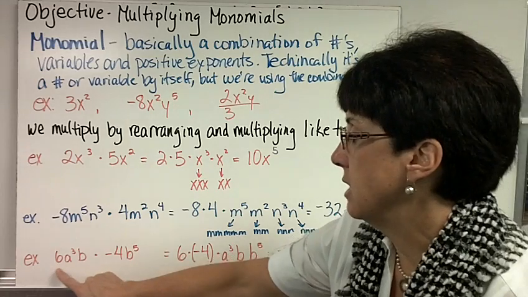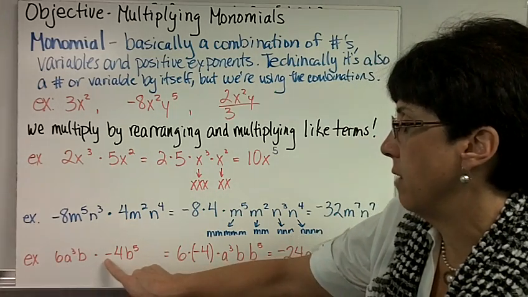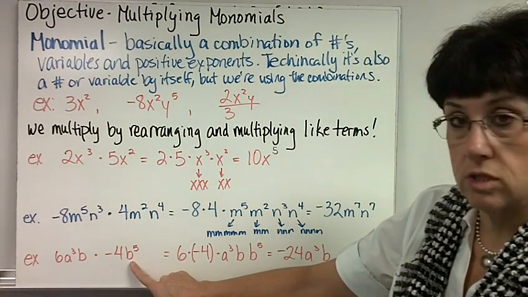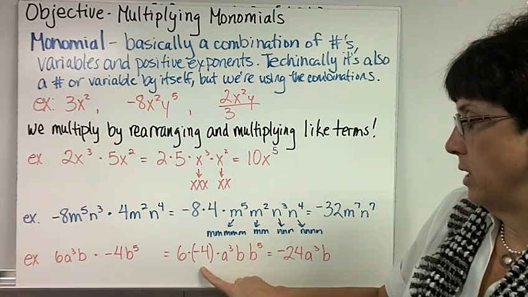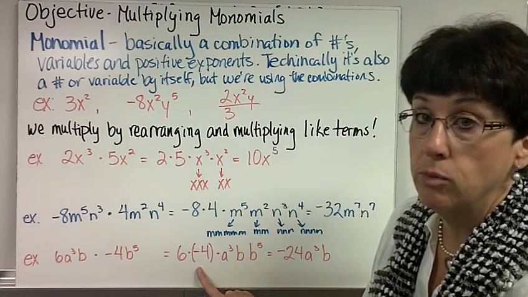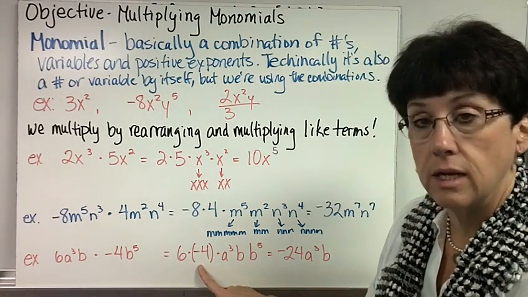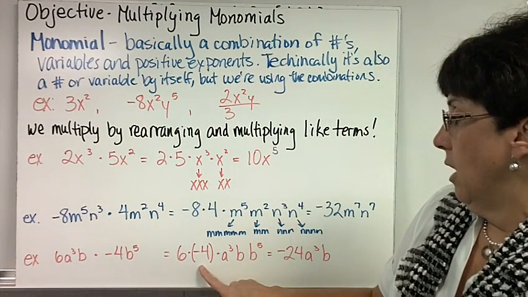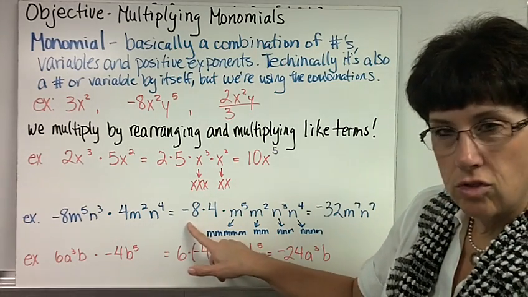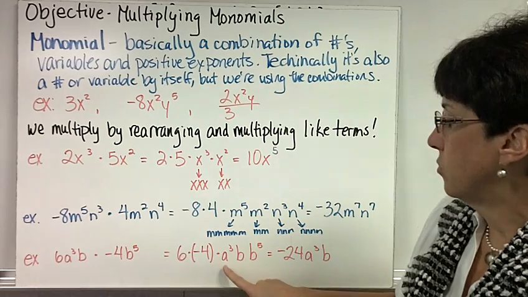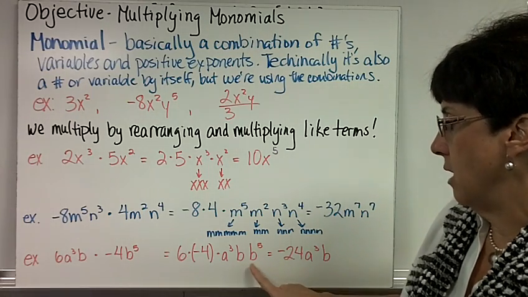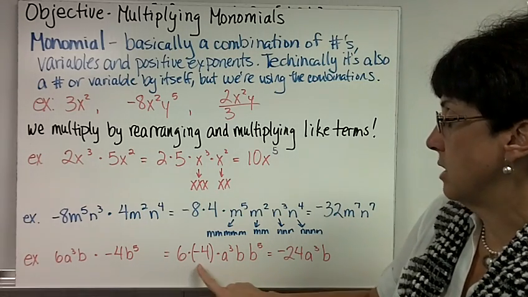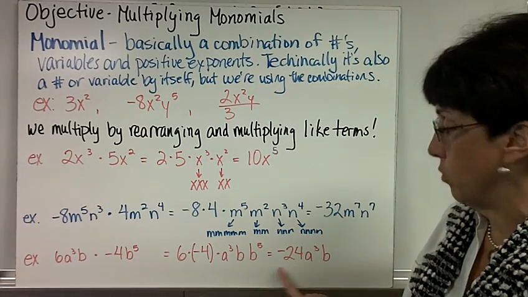Here's another one. 6a to the third b times negative 4b to the fifth. Notice this one has 2 variables, but this one just has 1. So we'll rearrange them. 6 times negative 4, and this time I put the negative 4 in parentheses because it came second, and I didn't want you to think that it was 6 minus 4, okay? Here I didn't have to because the negative was first, so you wouldn't think it was a subtraction problem. And then a to the third, b, and b to the fifth. There aren't any other a's to multiply. So 6 times negative 4 is negative 24.